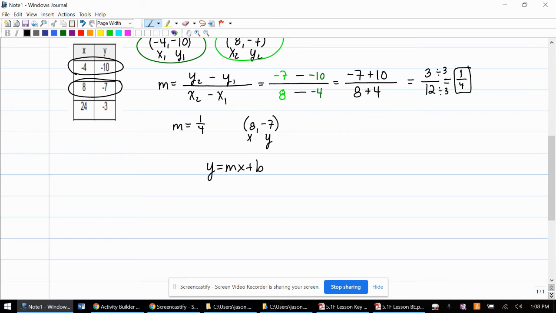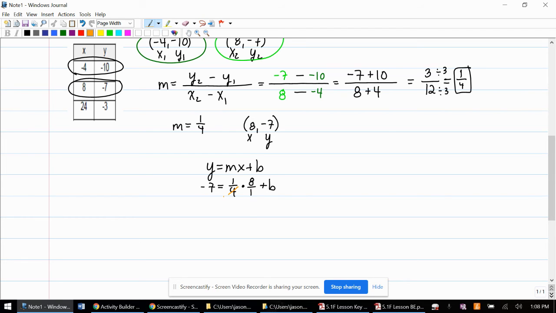Just like I said in the first video, which point do you pick? Any of these 3 points. It honestly doesn't matter. -7 is y. 1/4 is m. 8 over 1. I've done this a couple of times in other videos, so I'm probably now starting to know that I need to put this over 1.